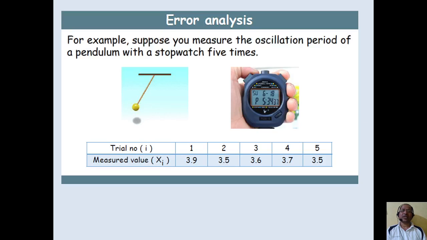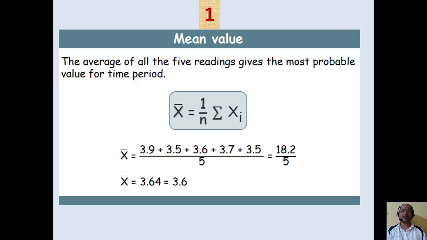Now we can do the analysis of the error, that is, we have to find the estimation of error. How much error is there in the measurement, that we have to calculate. For example, suppose you measure the oscillation period of a pendulum with a stopwatch 5 times. So 5 measurements are taken for the same quantity. Trial numbers 1, 2, 3, 4, 5 are given, and the measured values are given here. From all these measured values, the first step is to find the mean value. The mean or average value of all the 5 readings gives the most probable value for the time period. In this example, it is 3.6.